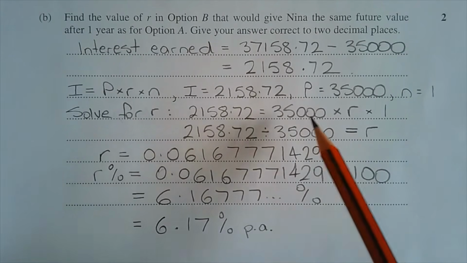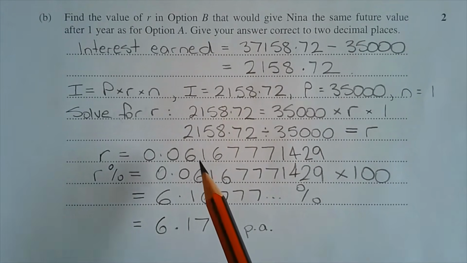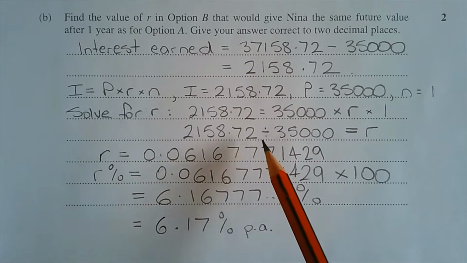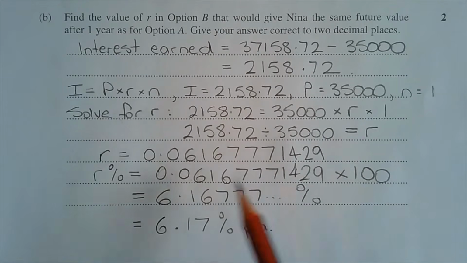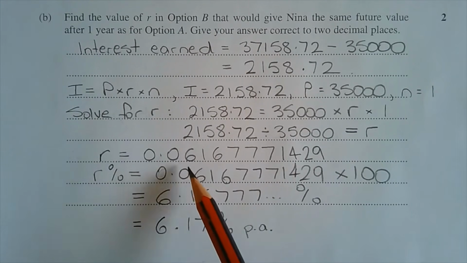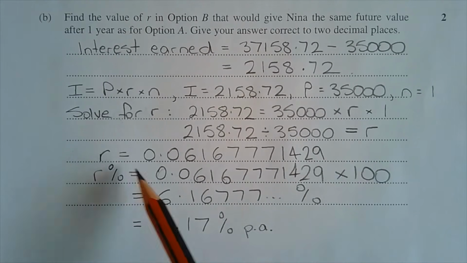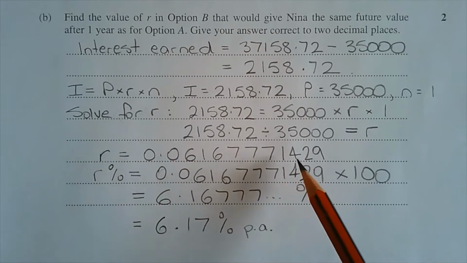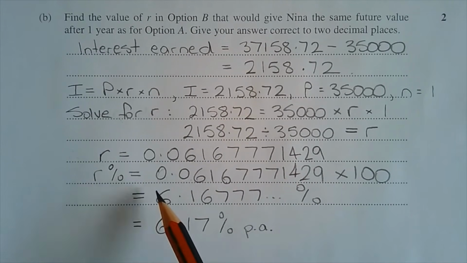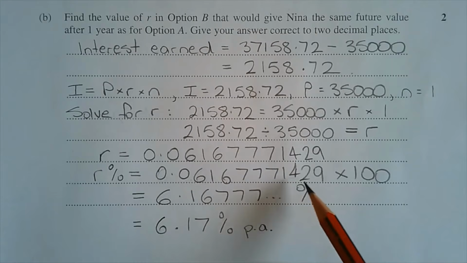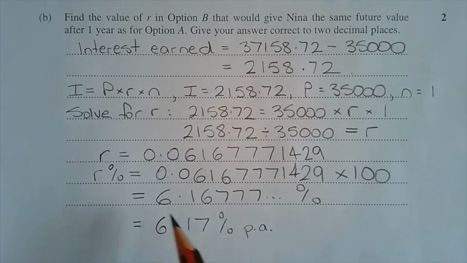Dividing both sides by 35,000 to make R the subject, we have 2,158.72 divided by 35,000 is equal to R. Evaluating the left hand side, we get R is equal to 0.06167771429. Converting that to a percentage, we multiply this value by 100, so R% is equal to 0.06167771429 multiplied by 100, which equals 6.16777... and rounding to 2 decimal places, that equals 6.17% per annum.